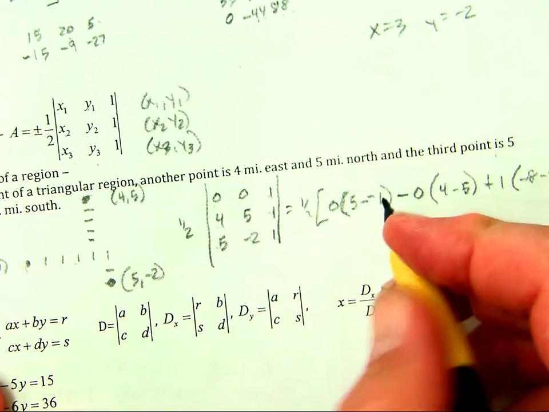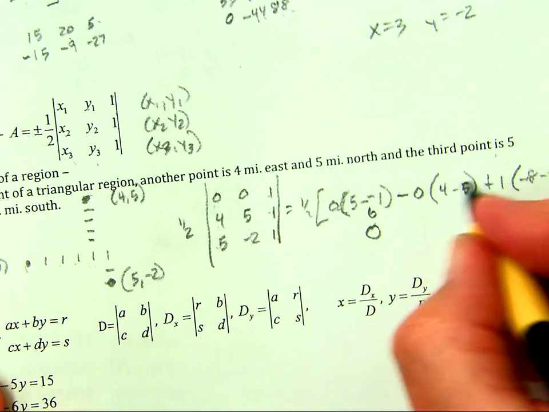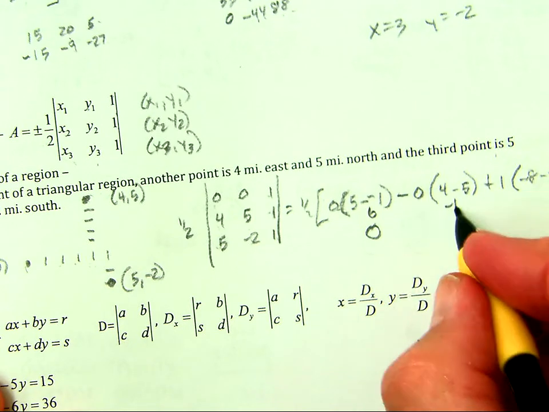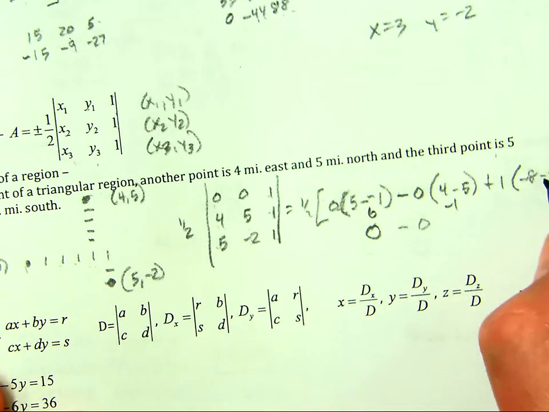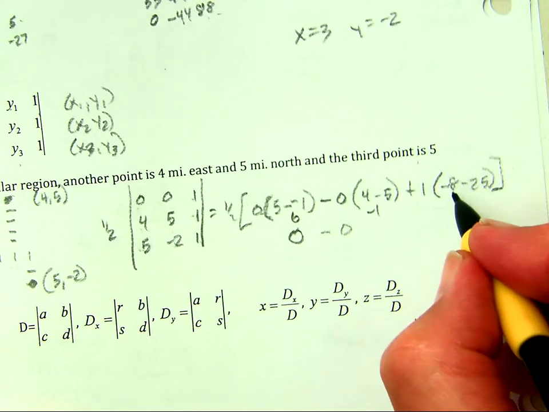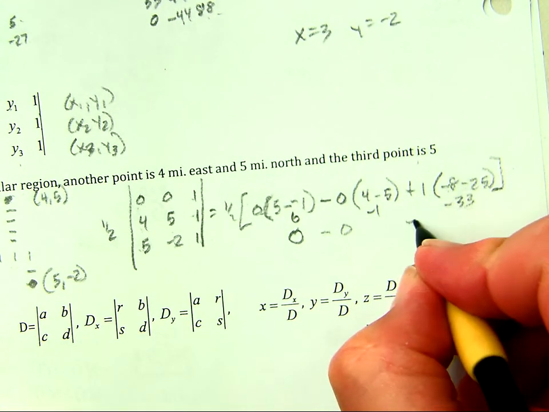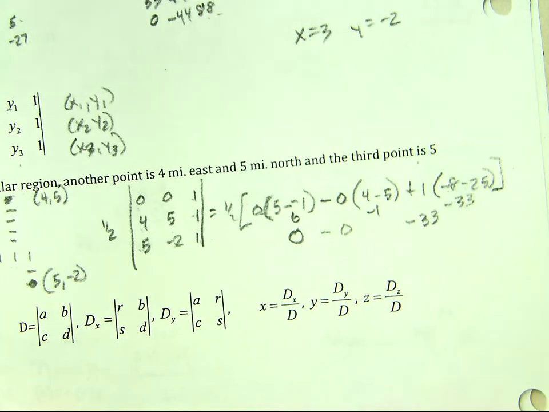So we work that out. Well, this is going to be 6, but it's 0 times 6 is 0. This is going to be negative 1, but 0 times a negative 1 is 0. Works out nice when you use 0, 0, if you can. Here, negative 8 minus 25 is a negative 33. 1 times negative 33 is a negative 33.